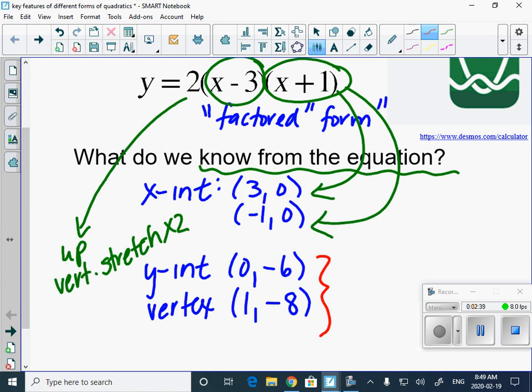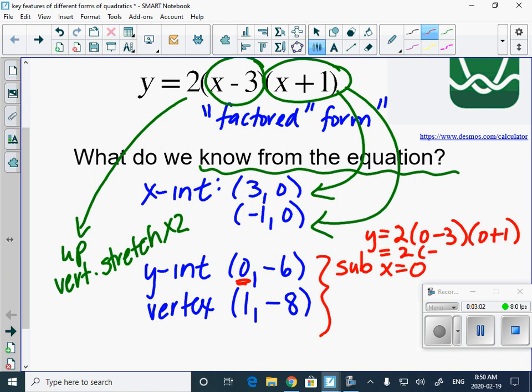Well, for the y-intercept, we notice that the x value is 0. So if I were able to substitute x equals 0 into that equation, would I get -6? A little bit of arithmetic. If y equals 2 times (0 - 3) times (0 + 1), I have 2 times -3 times 1, which is -6. So I can find the y-intercept.